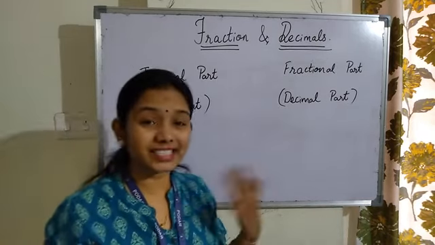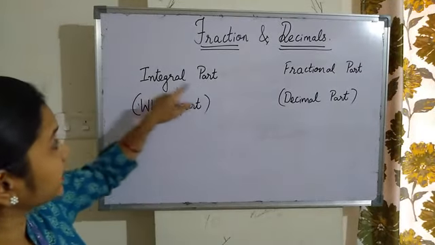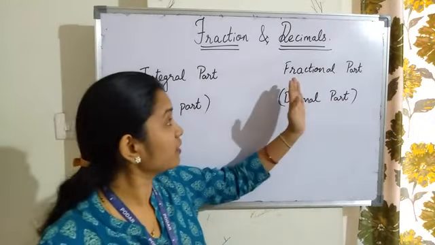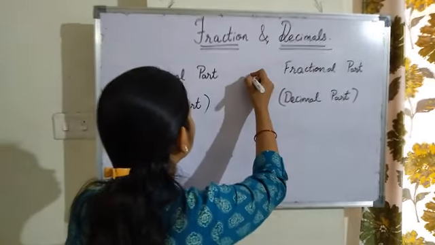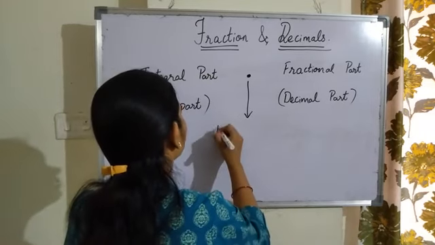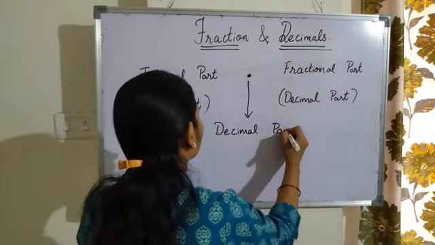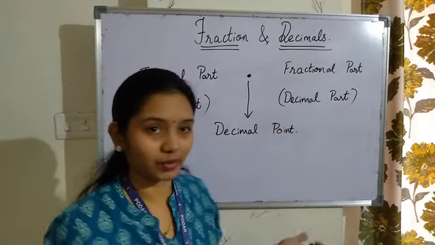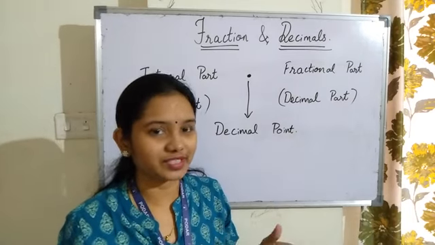Now, a decimal number is made up of two parts. The first part is called the integral part and the second part is called the fractional part. Both the parts are divided by a simple dot, which is also called the decimal point. Now, in our daily life, where are we using such numbers?